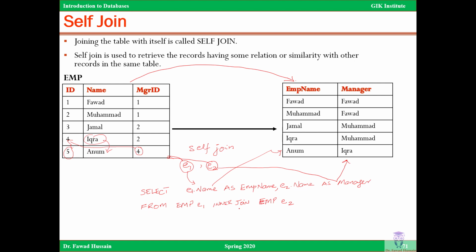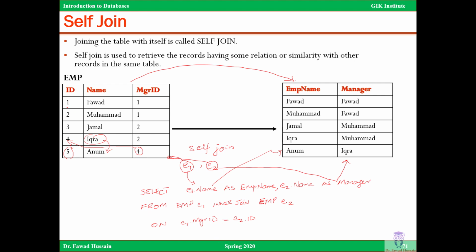So this is an inner join, and for an inner join I need to specify on which column I am performing this inner join. So this is going to be E1.manager_id equal to E2.id.